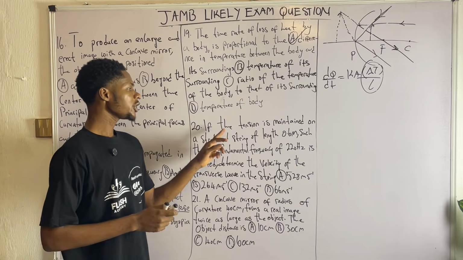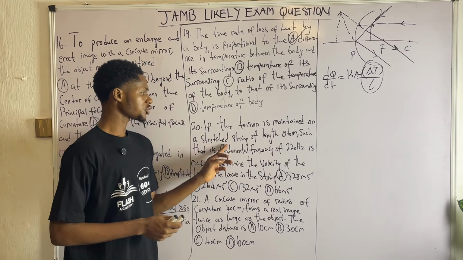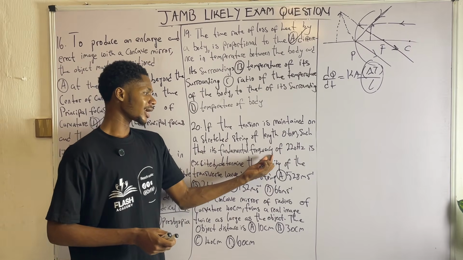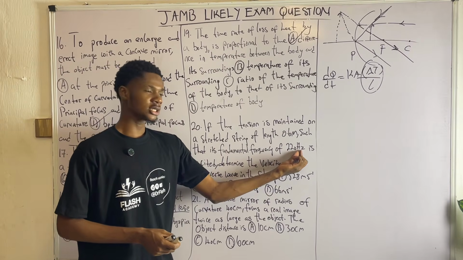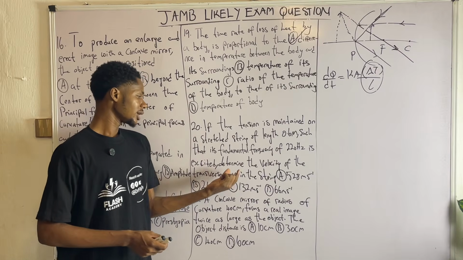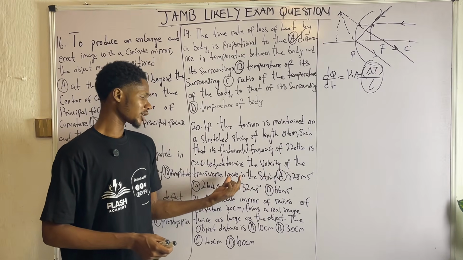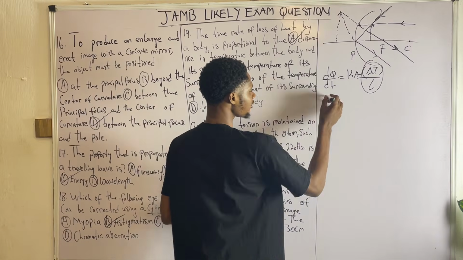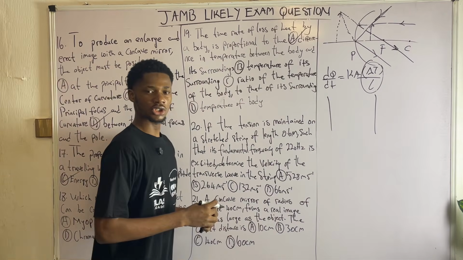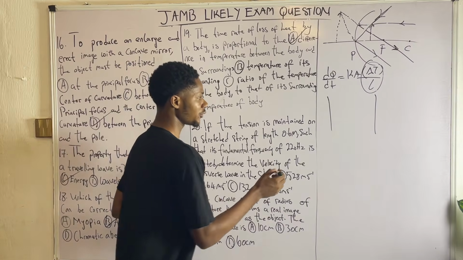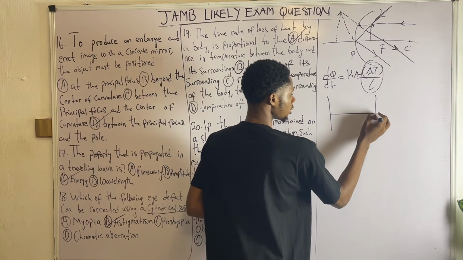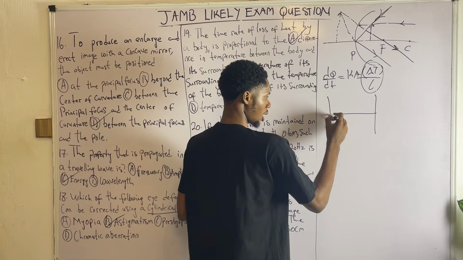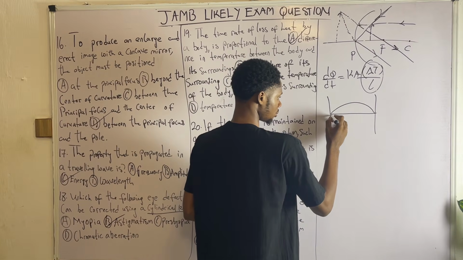Next question: if the tension is maintained on a stretched string of length 0.6 meter such that its fundamental frequency of 220 Hz is excited, determine the velocity of the transverse wave in the string. We already know that the wave in the string is transverse. For us to produce a stationary wave, we need to have the string tied between 2 points. When you pluck it, you are going to get a wave like this.